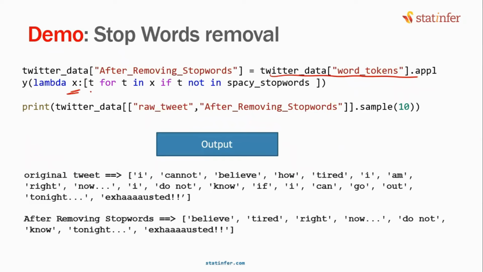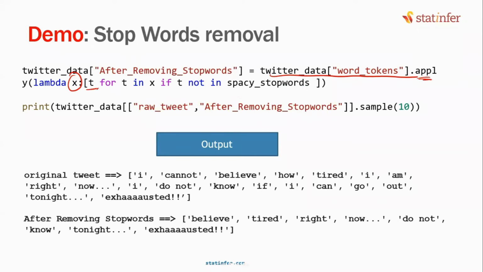Now look at this. This is list comprehension. Can somebody explain what is the first thing called? Output, or result. Then condition 1, condition 2, condition 3 and all that. The result is t, for t in x. What is x? If t is not in spacy stopwords, what is x? X is one row, because that x is coming from here, dot apply x. Yes or no? Dot apply x, for t in x, if t is not in spacy stopwords. Is it clear?